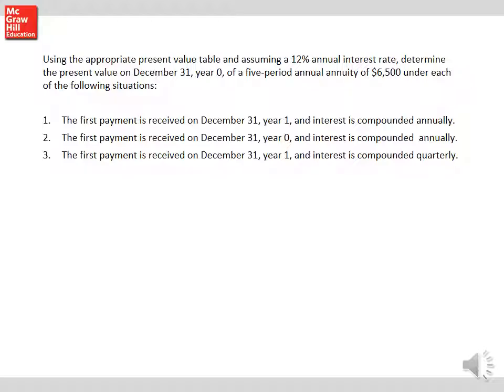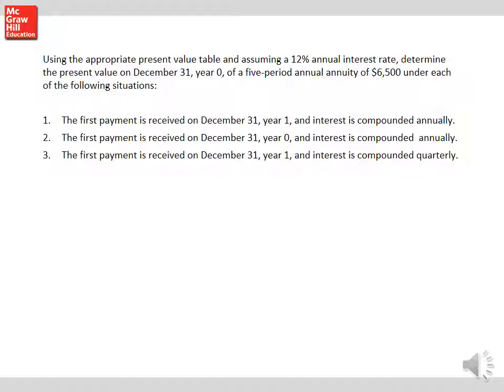So in the next exercise, we will be looking at using the appropriate present value table, assuming 12% annual interest rate, the present value of these payments. So if we wanted to be able to receive $6,500 each year over a 5-year period, how much would we have to invest at time zero?